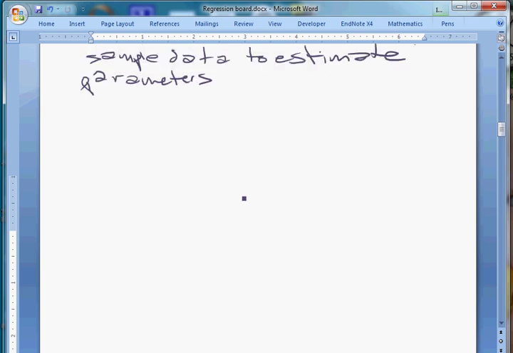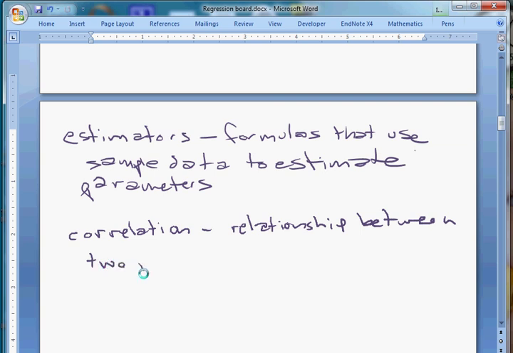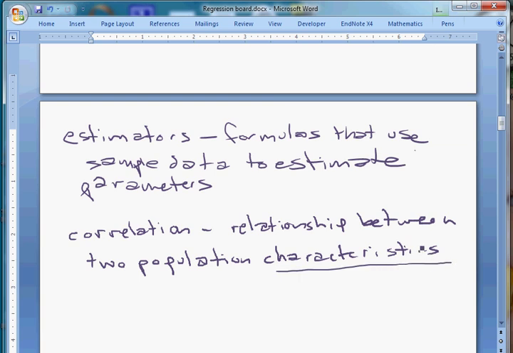Much of the time, what we're going to be looking for is a correlation. A lot of what we'll be doing is dealing with correlations. Let me write correlation down so you can see how that word is spelled. I'm going to be talking about it a lot, but a correlation is a relationship between two population characteristics. These characteristics are not the parameters, but the variables that we're looking at.